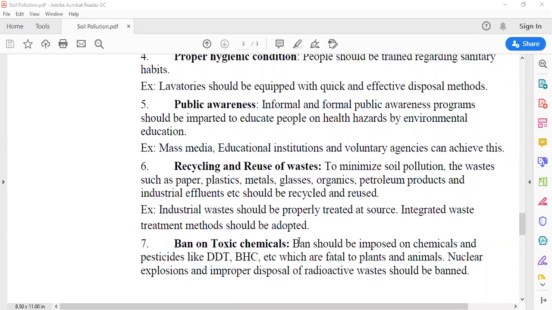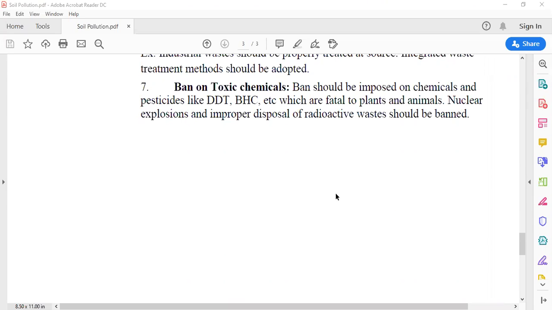Then there should be a ban on toxic chemicals. The government has already imposed a ban on the use of chemicals or pesticides like DDT and BHC, which are fatal to plants and animals. But these are still used for various reasons. We have to strictly avoid the use of DDT, BHC and improper chemicals on which a ban has been put. Then improper disposal of radioactive waste should be banned. So that is all about how to control soil pollution.